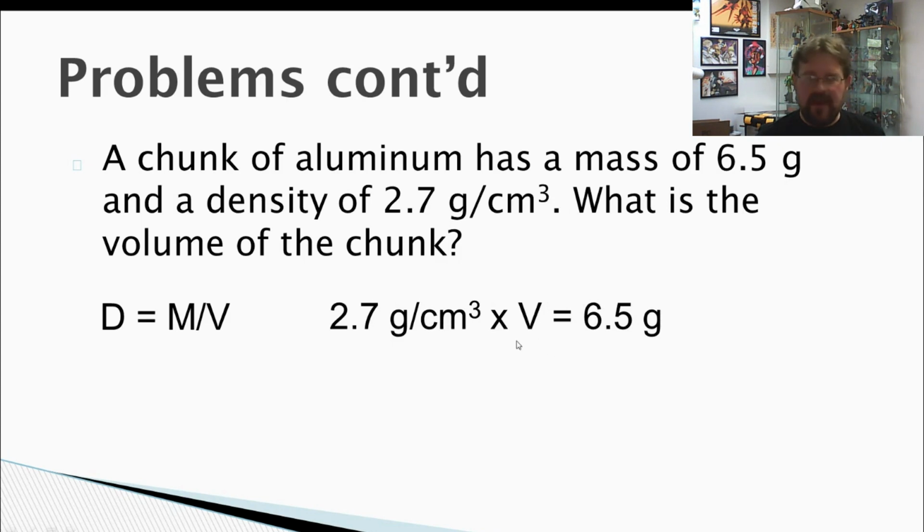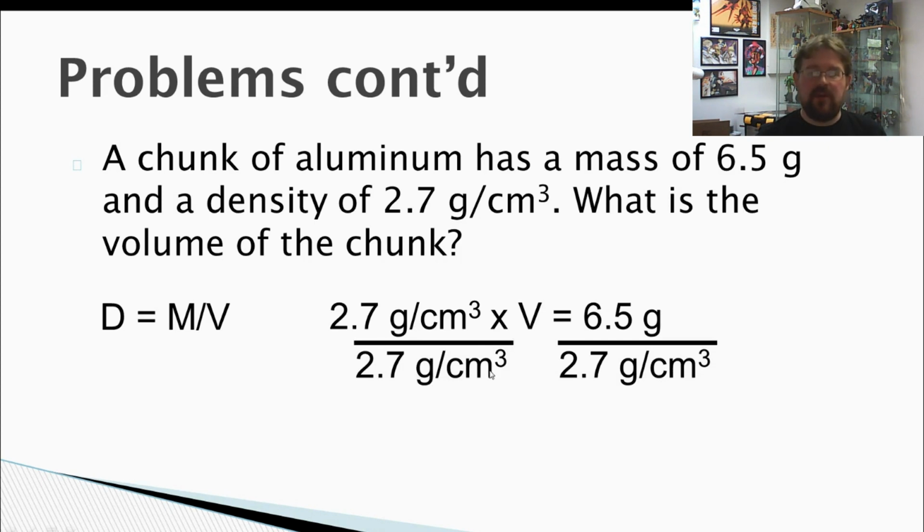Now, we've got V here, and that's great because now V is in a spot that we can solve for it. The only issue is it's being multiplied by 2.7 grams per centimeter cubed. We have to get V by itself. How do we get rid of this? Well, we're multiplying here. What's the opposite of multiplication? Division. We're going to divide both sides by 2.7 grams per centimeters cubed because if I have the same thing on the top and bottom of a fraction, they cancel. That means this is gone, and we have V equals 6.5 grams divided by 2.7 grams per centimeters cubed.